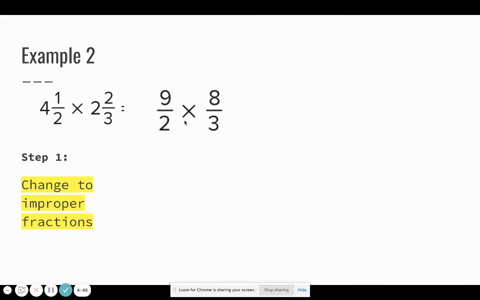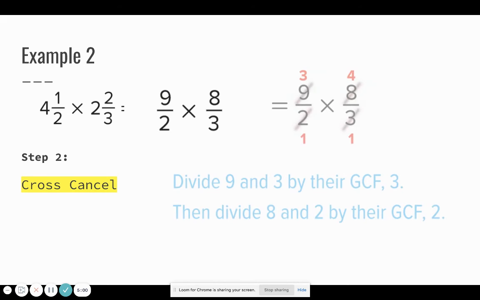Now I'm going to look to see if there are any factors that go into 2 and 8 and any factors that go into 3 and 9. And there are, so I can cross-cancel if I choose to. 3 goes into both 3 and 9. So I'm going to divide 9 by 3 and get 3, and divide 3 by 3 and get 1. As far as 8 and 2 goes, 2 goes into both 2 and 8. So I'm going to divide 8 by 2 and get 4, and 2 by 2 to get 1.